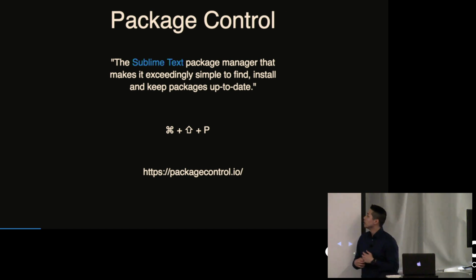So package control. Package control is how Sublime handles plugins. So first, before you get any plugins, you have to get package control. And this is a site where you could get it. And then after you install it, you could just use Command Shift P to access it.